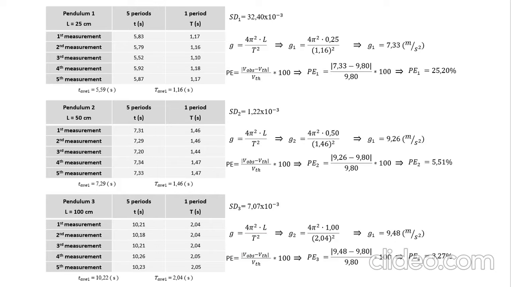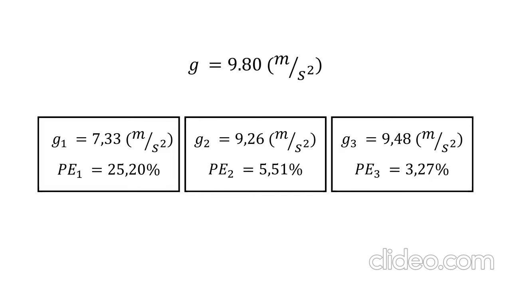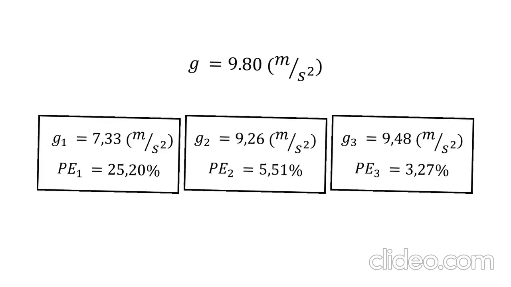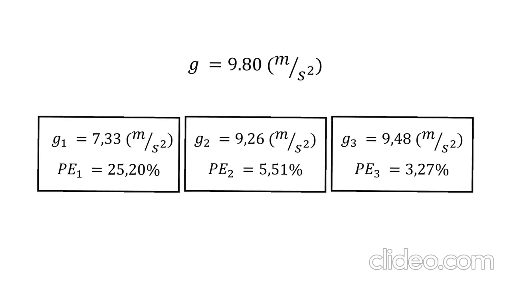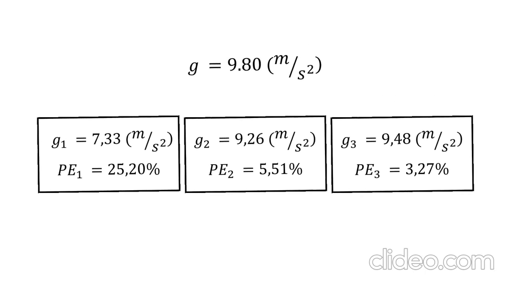As you can see, pendulum 1 with L of 25 centimeters had a percentage error of 25%. Pendulum 2 with 50 centimeters had a percentage error of 5%, and pendulum 3 with 100 centimeters had a percentage error of just 3%. This is clear proof that my hypothesis of larger L values creating smaller error percentages is correct, and this error percentage difference is due to my measurement errors in the experiment.